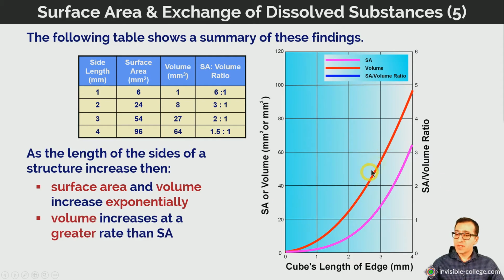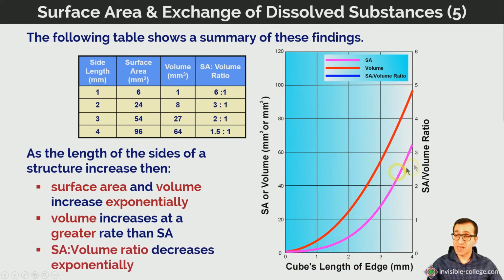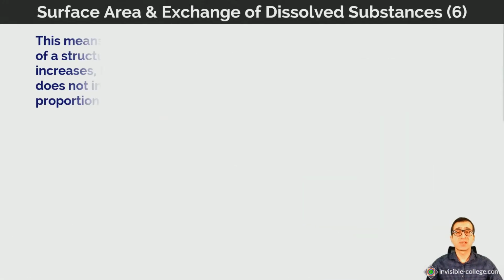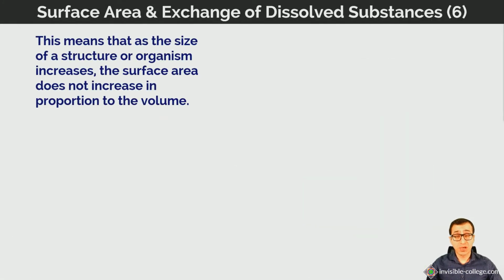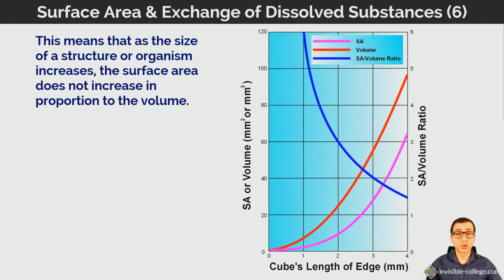So if we look at this then, and we plot the surface area to volume ratio and how that changes with the cube's length of edge, we see that the surface area to volume ratio decreases exponentially as the cube's length of edge increases. So what this means is that as the size of a structure or an organism increases, the surface area does not increase in proportion to its volume.